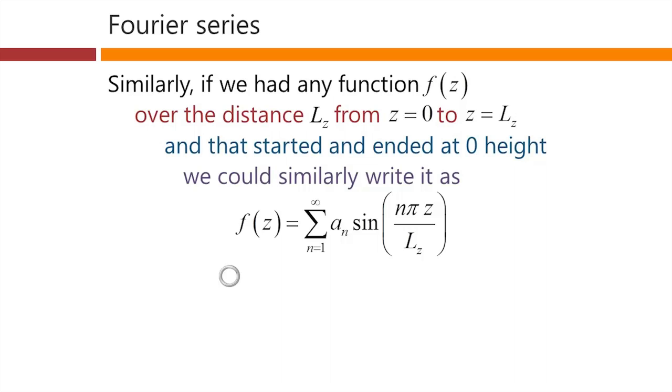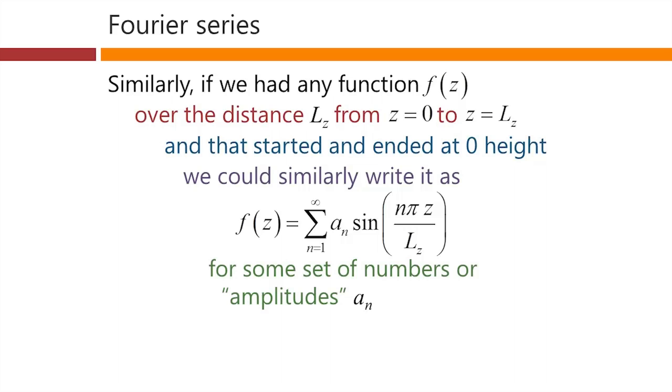So what we're saying is that any function f of z that has these properties can be written as a sum of sine waves again. And we have to figure out these coefficients in here, but we will do that later on. And again, for some set of amplitudes, we're going to have to work out these an's here.